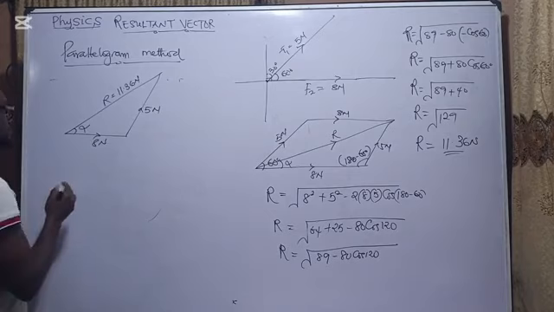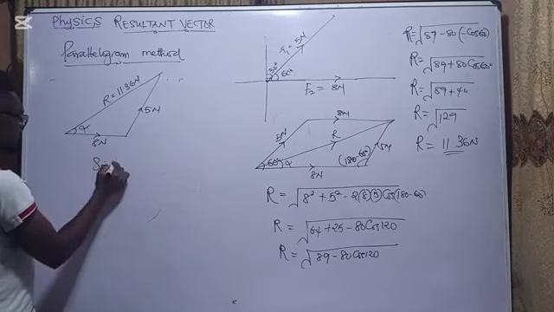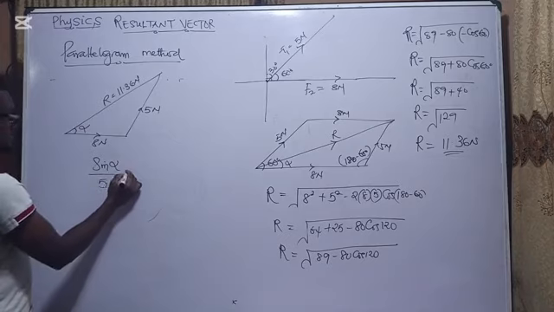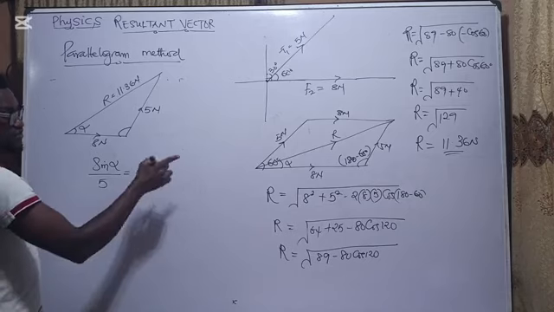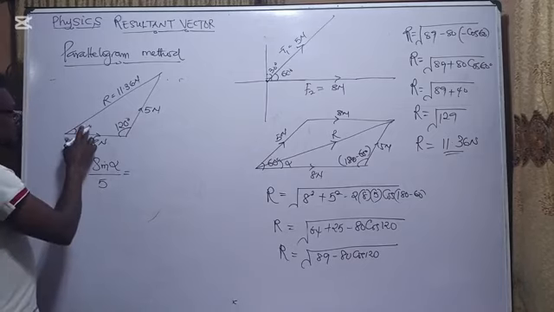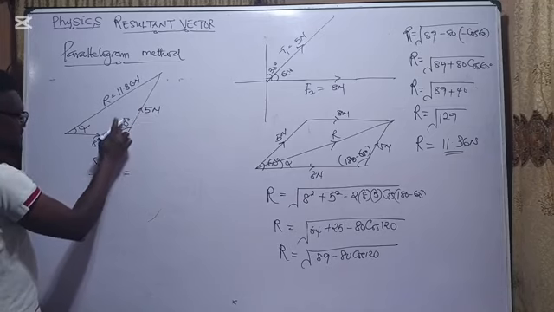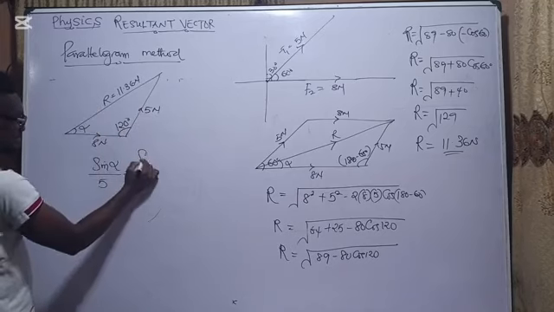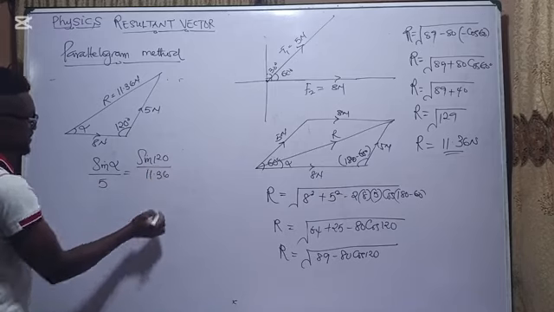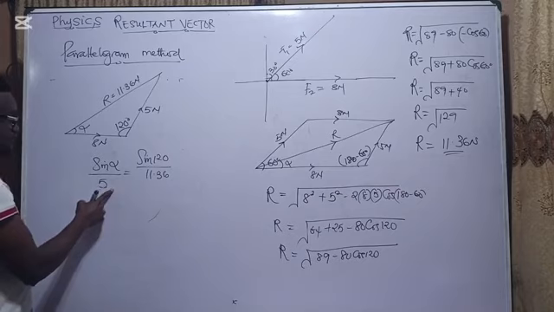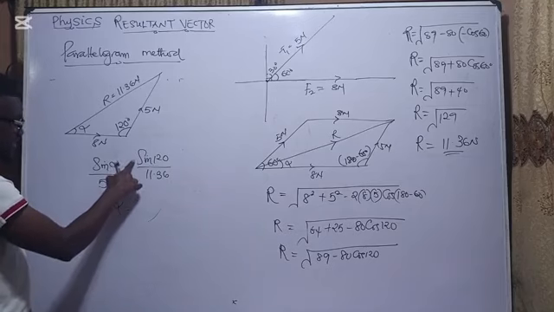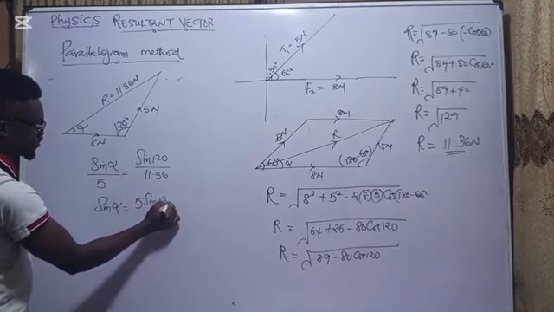Using the sine rule now, we have sine of alpha all over each side, which is 5 Newton, is equal to, we already know the angle here, which is 180 minus 60. Here is 120. So sine of this angle all over its side is equal to sine 120 all over the side 11.36. So we now need to obtain the value of alpha. So sine alpha will now be 5 times sine 120.